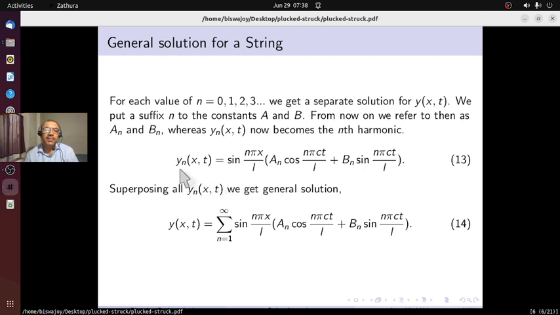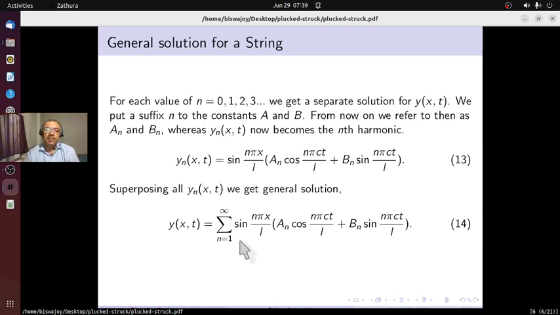And once we have solutions for the nth harmonic, we can superpose all the harmonics and find a general solution y(x,t), that is the sum over n of y_n(x,t), sin(n pi x by L) [an cos(n pi ct by L) plus bn sin(n pi ct by L)]. This is the general solution for a string.